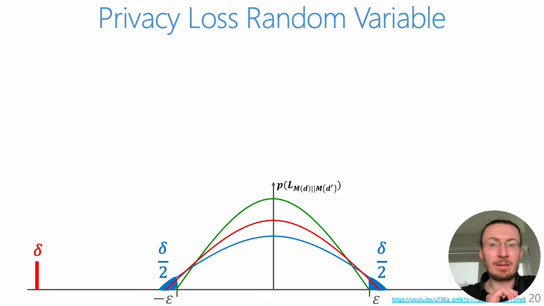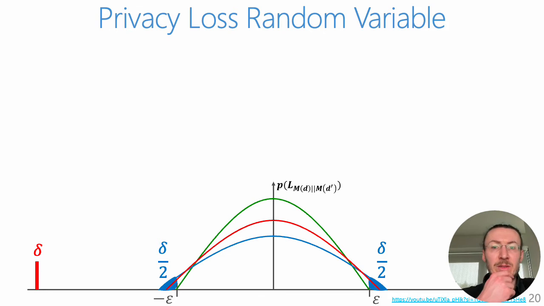But the mass of the probability can be somewhere out there. So, for example, in this case, we show this probability delta being here, quite far on the left-hand side. Interesting aspect is that the epsilon delta DP, the approximate version of DP, does not allow us to distinguish between this blue and then this red curve.